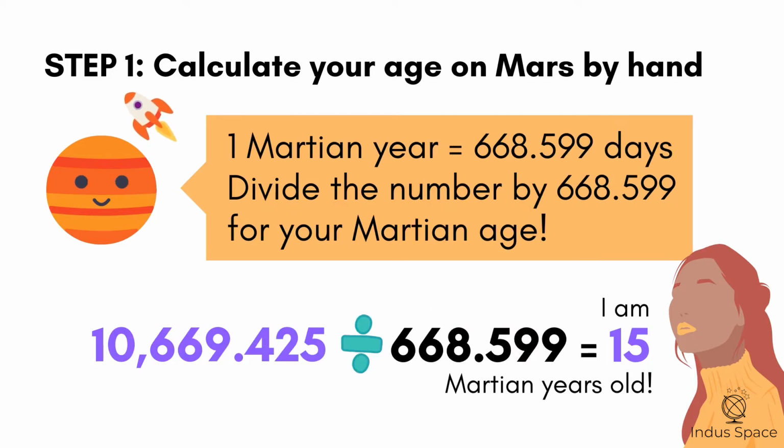With this new answer, you are going to once again divide the number by 668.599. Why 668.599? Well, that is how many Mars days it takes to form a Mars year, which is why you need to divide your number from Mars days to get an age in Mars years. You may want to round this up to the nearest whole number.